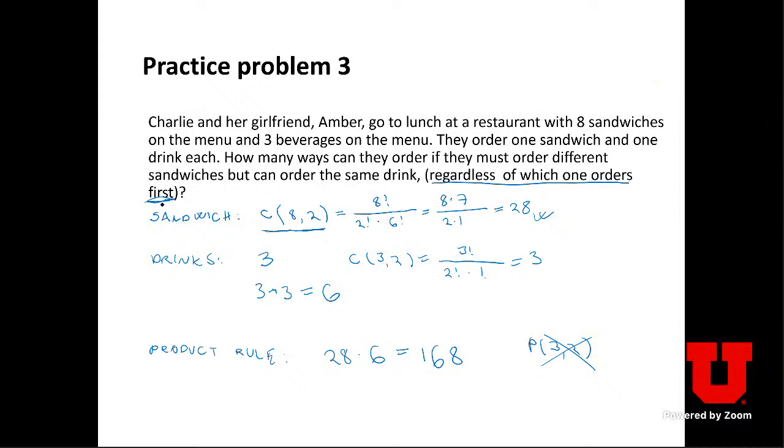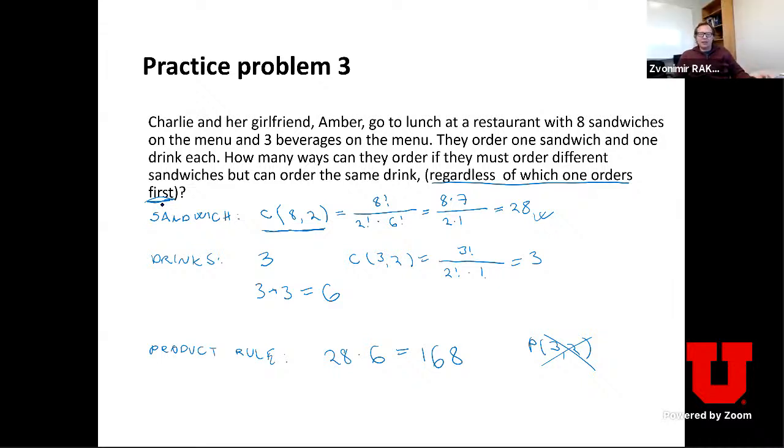And I'll ask this for those not in chat. Why do we add them, get 3 plus 3? Why do we add them? Because there are two different possibilities that are non-overlapping. So this is a sum rule. They either order the same drink or they order 2 different drinks. And that's why you add them. And you multiply them because you have an "and" between this. They ordered 2 sandwiches and they ordered 2 drinks. So then you use the product rule.